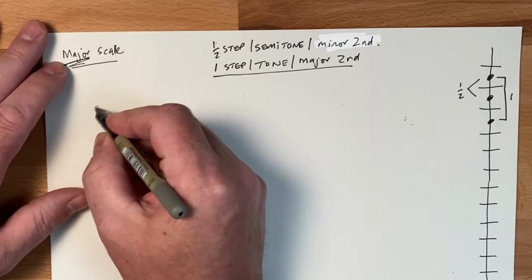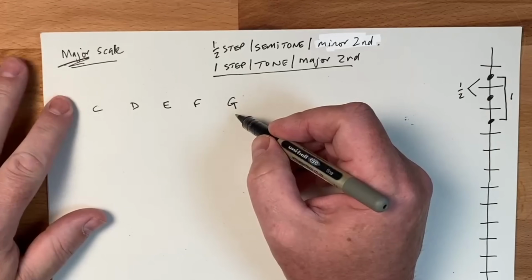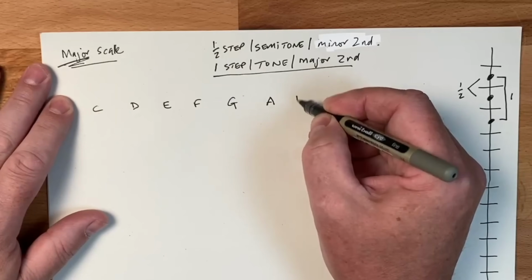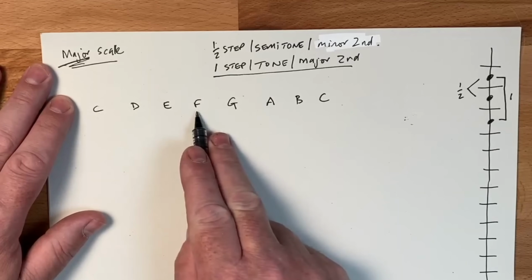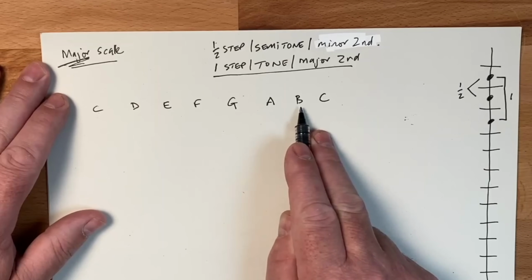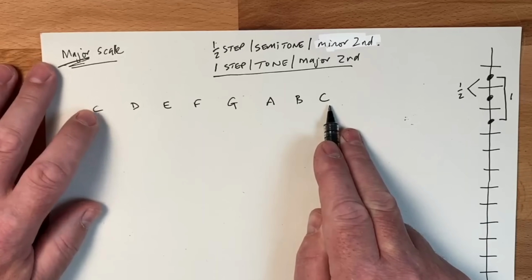Let's take the C major scale. So go C, D, E, F, G. We've reached the end of our musical alphabet, so we have to go all the way back to A again, A, B, and then we go back to C. You can see there's 1, 2, 3, 4, 5, 6, 7 specific sounds, 7 different notes. And this here is basically a repeat of the first note.